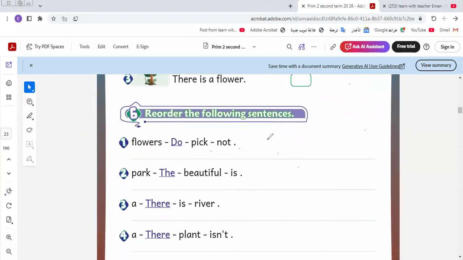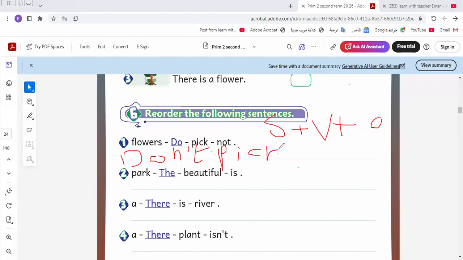Here is subject plus verb plus object. How can I do it? I do two sentences and I will leave the rest for you to do by yourself as homework. Don't pick flowers. I answered a sentence like this during the lesson, and it's not difficult to do by yourself. Can you say don't pick the flowers or flowers? Both are correct.